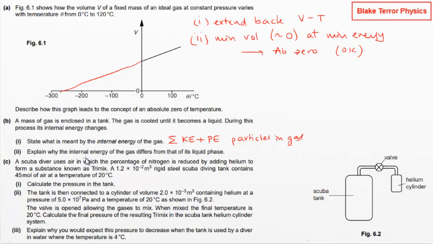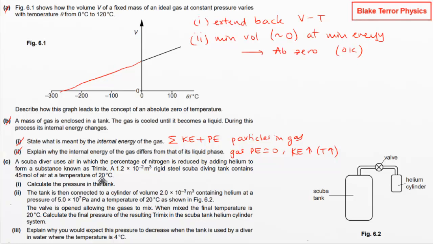Then explain why the internal energy of the gas differs from that of its liquid phase. Right, so in the gas, the potential energy is pretty much equal to zero. It's not going to be exactly equal to zero, but it's pretty close to it. And we can also say that the gas will have higher kinetic energy than in the liquid because the temperature is higher. So you can say those two things about it. So this is all good. We've all started off conceptually at the moment. This looks like with all the numbers here, we get to the calculations.